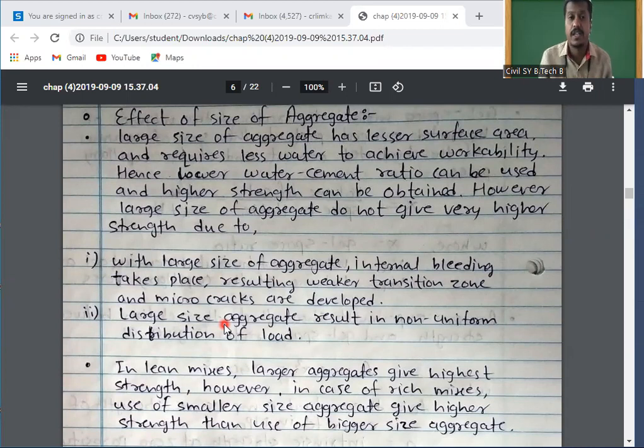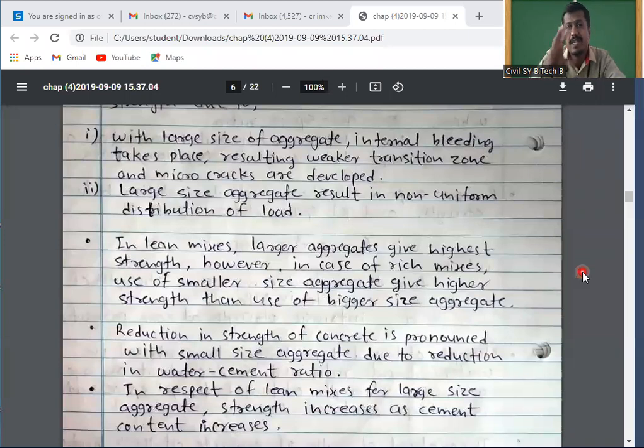We need to consider that once, then the distribution of the load. As you are using the large size of coarse aggregates, definitely you are going to face the problem of honeycombing also. So that is why we have to select the proper size of coarse aggregate.